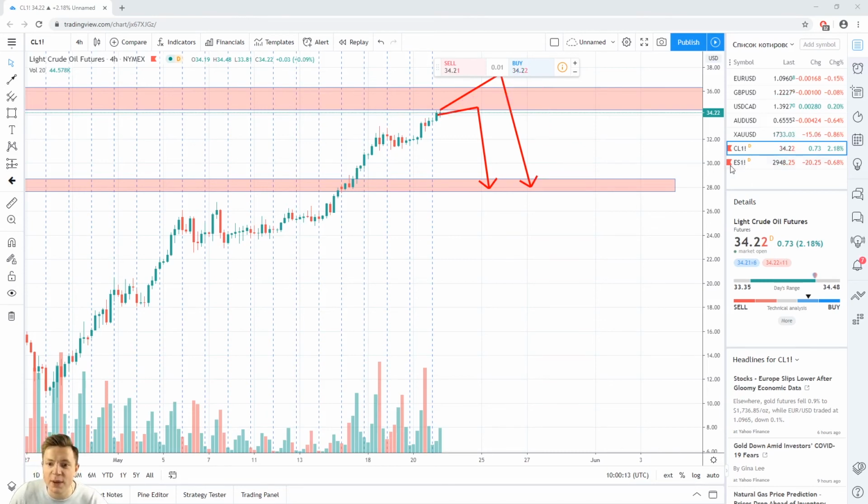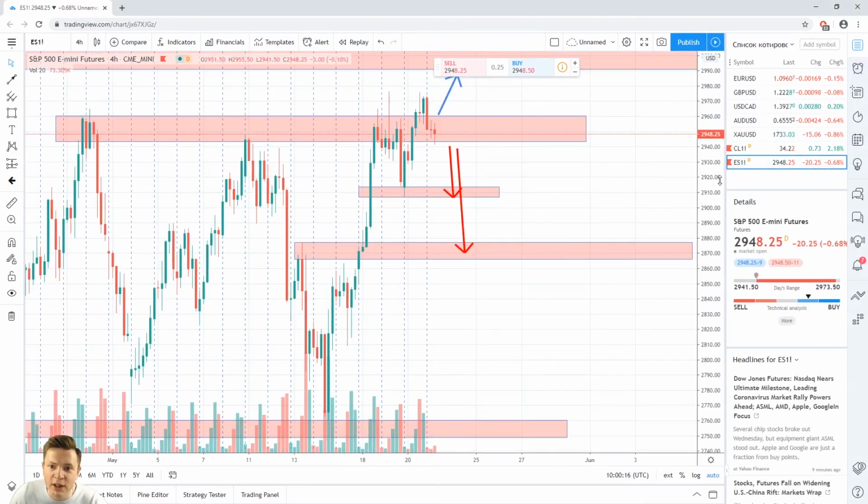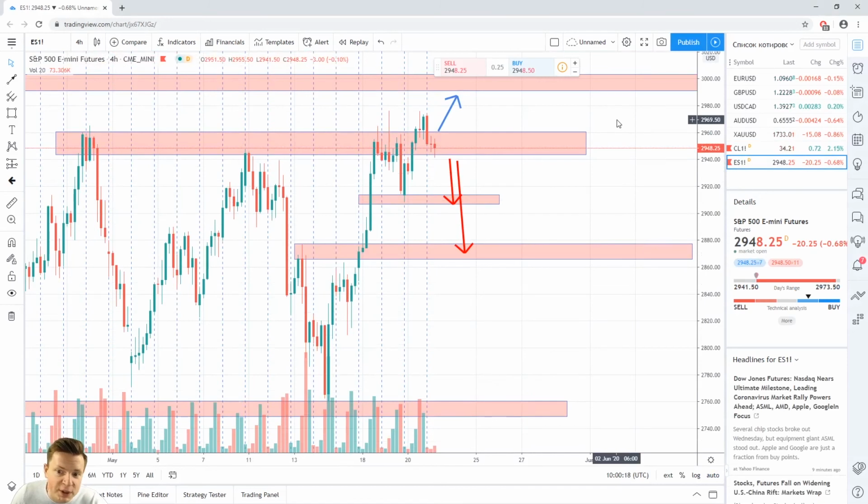S&P 500, I'm still a little bit bullish on S&P 500, but anyway, right now price is inside an important level, 29.50, and it pretty much depends on how price reacts on this level. If price goes back above this level and holds above this level, it will be a long scenario.